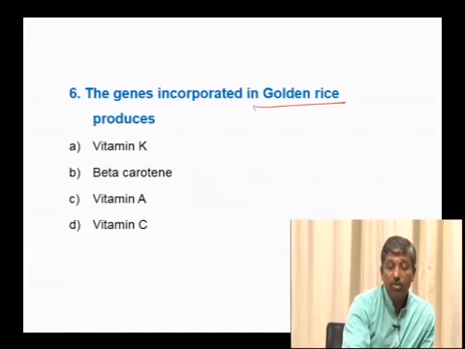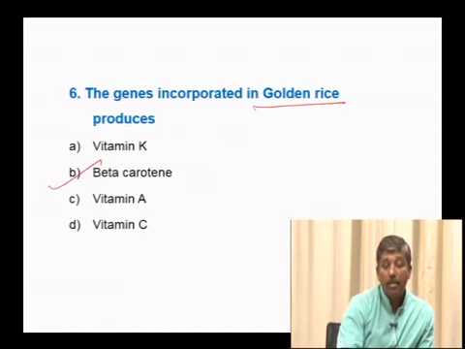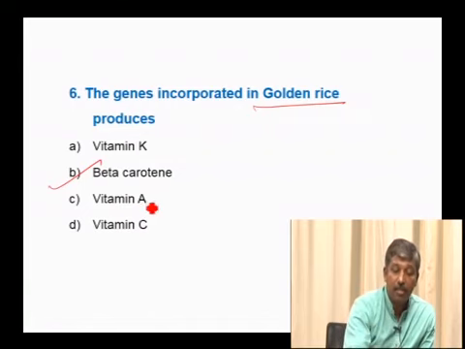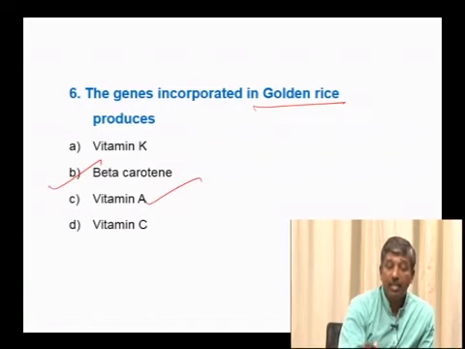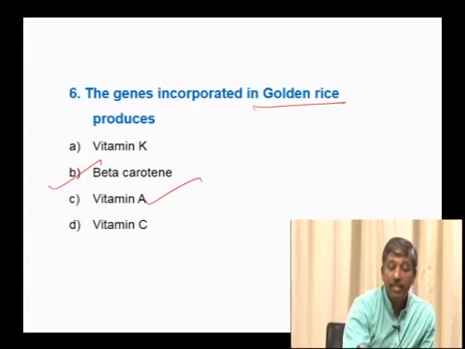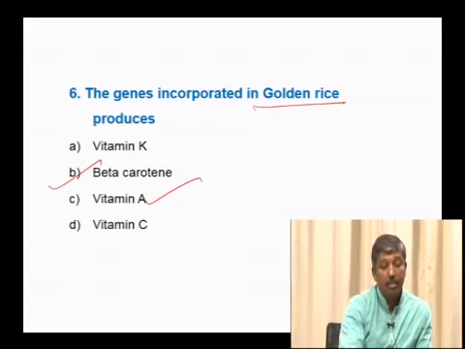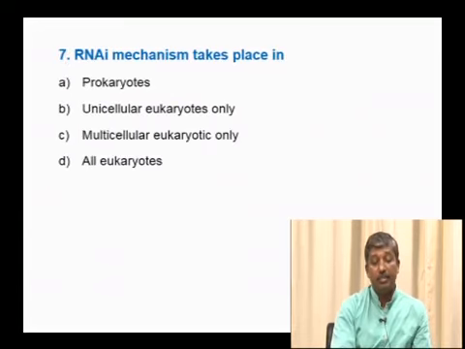So they produce beta carotene. So they activate the pathways for the synthesis of beta carotene. So once this beta carotene is produced in the rice, when we consume rice, this beta carotene in our digestive system is actually converted to vitamin A. Hence the genes incorporated in this golden rice will not produce vitamin A, actually will produce beta carotene. Hence the right option is beta carotene.